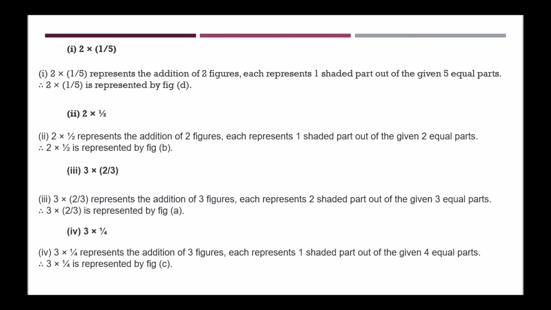Second, 2 into 1 by 2. 2 into 1 by 2 represents the addition of two figures. Each represents one shaded part out of the given two equal parts. Therefore, 2 into 1 by 2 is represented by figure B. Then 3 into 2 by 3 represents the addition of three figures. Each represents two shaded parts out of the given three equal parts. So 3 into 2 by 3 is represented by figure A.